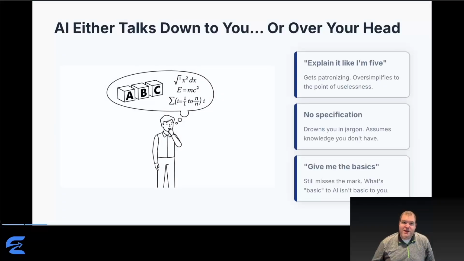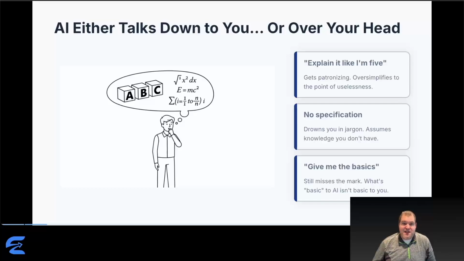Here's the problem. When you ask AI to explain something without giving it context about who you are, one of three things usually happens. You might say, explain it like I'm 5, which sounds like it would work, right? Except you're not actually 5 years old. You end up with an explanation so oversimplified it's useless for making real decisions. It's patronizing and it doesn't give you the depth you actually need.